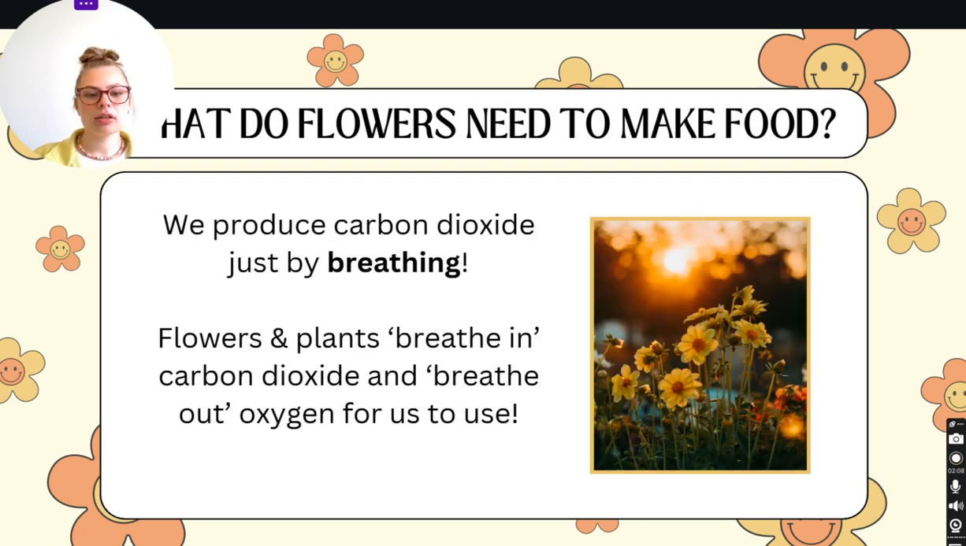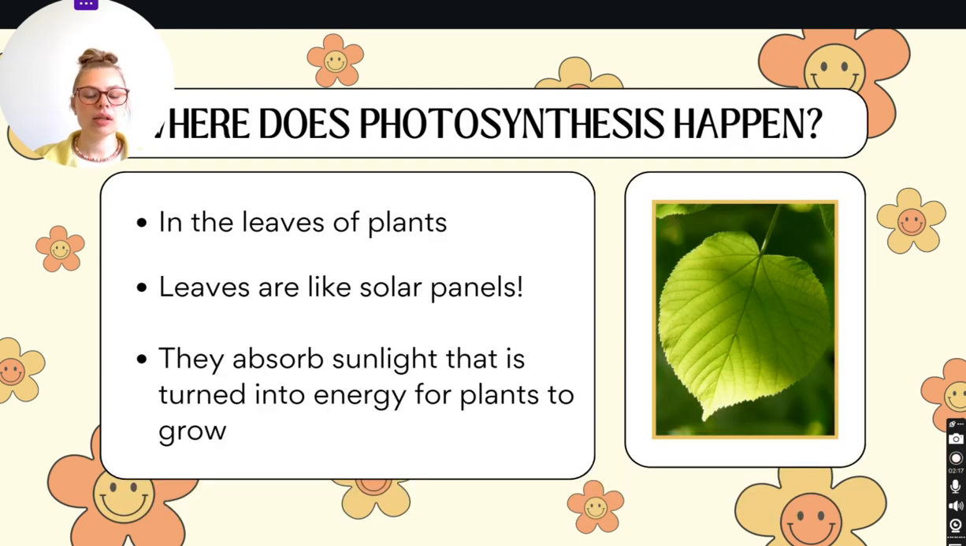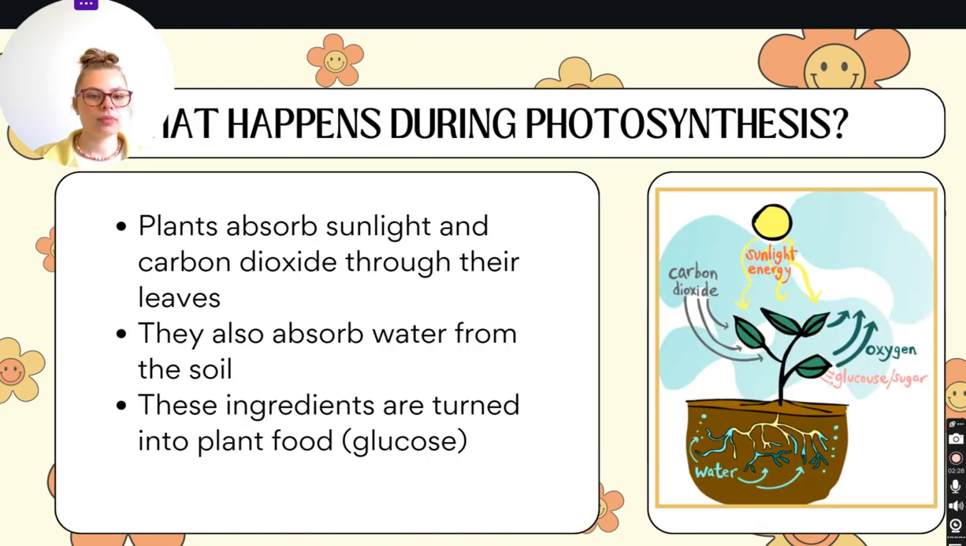And then we'll go into carbon dioxide. So we produce CO2 just by breathing. Flowers and plants breathe in carbon dioxide, and we breathe out oxygen for us to use. And then where does photosynthesis happen? So it happens in the leaves of plants, as leaves act just like solar panels. They absorb the sunlight that is then turned into energy for plants to grow.